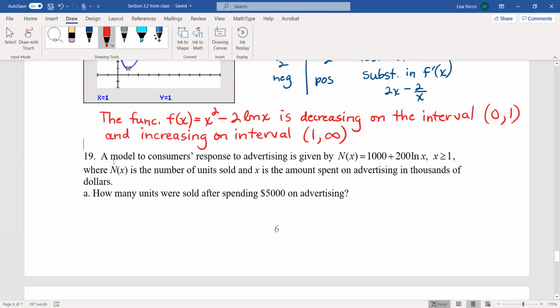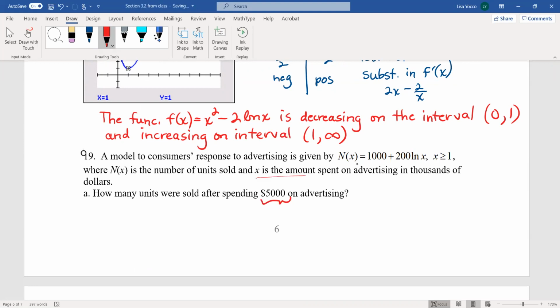Okay, last problem. An application which says a model to consumers' response to advertising is given by function n, and it says x must be greater than or equal to 1, where n of x is the number of units sold and x is the amount spent on advertising in thousands of dollars. The first question, how many units were sold after spending $5,000 on advertising?